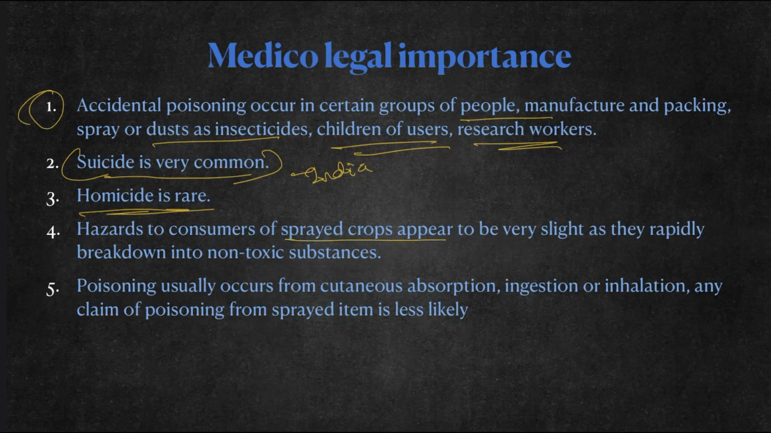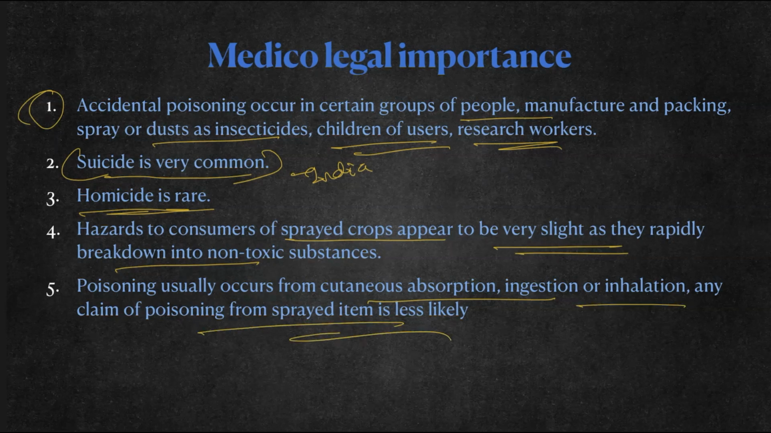Hazard to consumers of sprayed crops is very slight. Any crop which is sprayed with OP is very slight in hazard because it readily breaks down into non-toxic compounds. So OP compounds easily break down. Any part of the object which is sprayed will not remain poisonous for a longer duration. Poisoning usually occurs from continuous absorption, ingestion, and inhalation. Any claim of poisoning from sprayed crops is very unlikely.